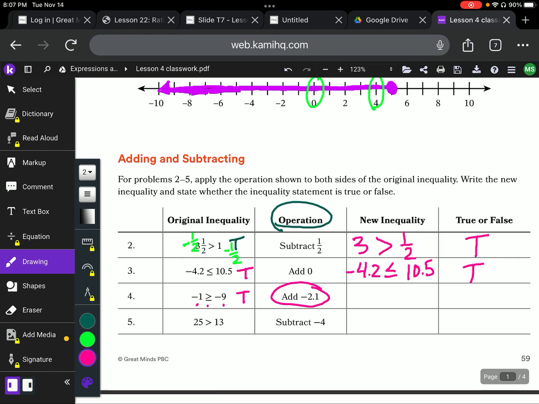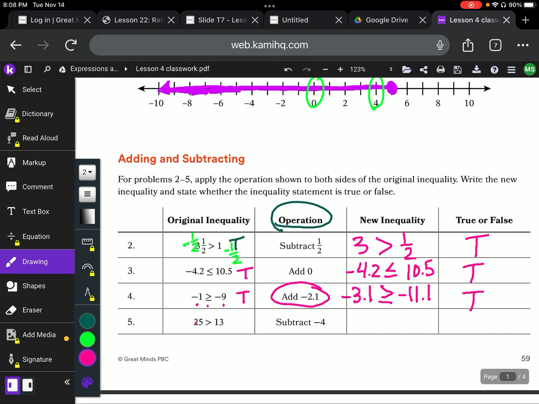So when I add -2 and 1/10 to -1, I get -3 and 1/10. And when I add -2 and 1/10 to -9, I get -11 and 1/10. Is -3 and 1/10 greater than or equal to -11 and 1/10? Yes, it is. Nothing has changed.